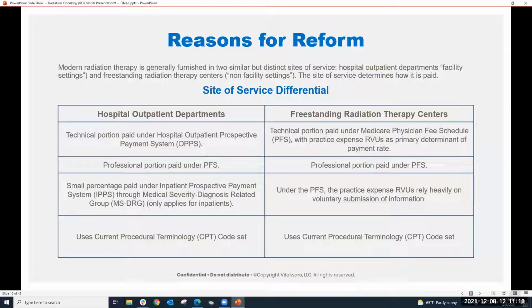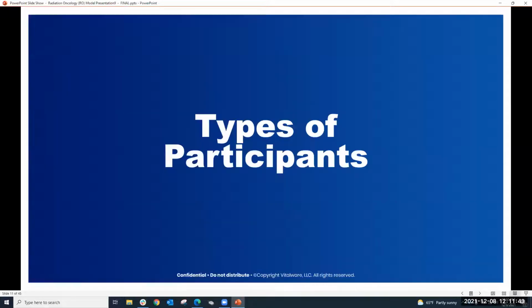Moving to number 2, for both hospital outpatient departments and freestanding radiation therapy centers, the professional portion is paid under PFS currently. In hospital outpatient departments, you do have a small percentage that's paid under the inpatient prospective payment system through using the MS-DRGs. This is only for inpatients. And then both sites of service do use the Common Procedural Terminology, CPT, code set.